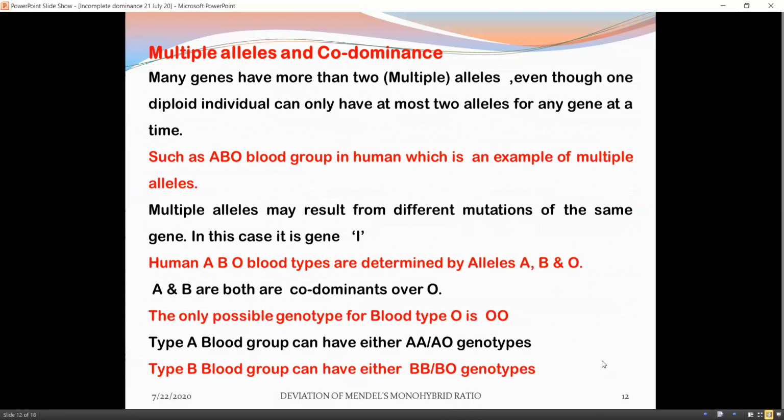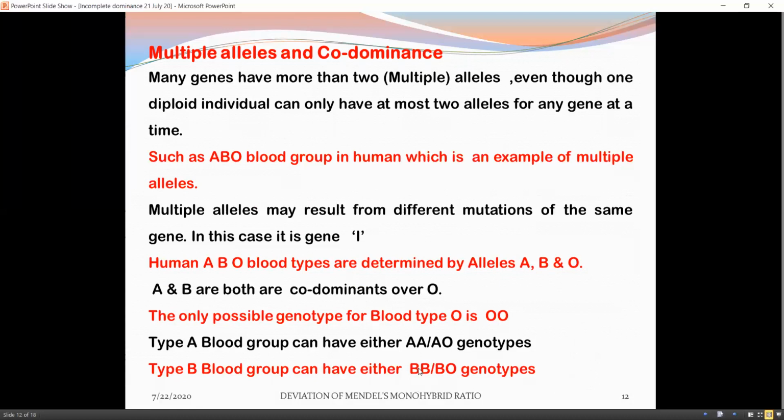Now let us discuss multiple alleles or factors and codominance. Up till now, we have studied that one trait is controlled by one gene, and this gene has two alternative forms or alleles, each responsible for an allelomorph. But sometimes there are more than two alleles. These are known as multiple alleles.